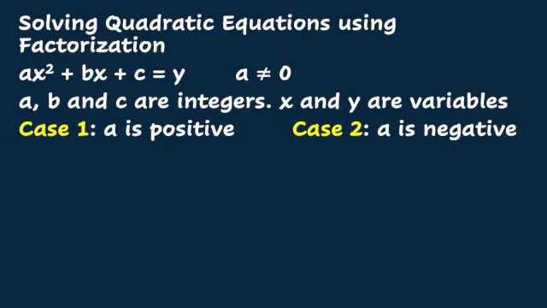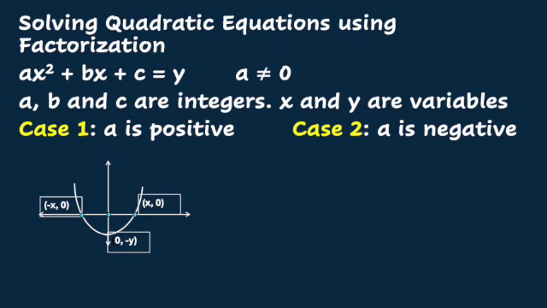Now we'll consider two cases. Case 1 is when a is positive and case 2 is when a is negative. First consider case 1, where a is positive, and have a look at the graph here. The shape of the graph is a parabola. It's a U-shaped graph, and you can see here the curve is intersecting the x-axis at 2 points. So when we solve quadratic equations, the purpose is to find the points at which the graph is cutting the x-axis. So it's a parabola and U-shaped.